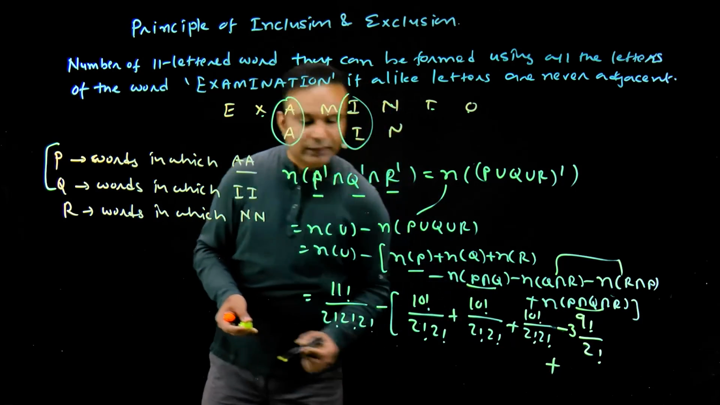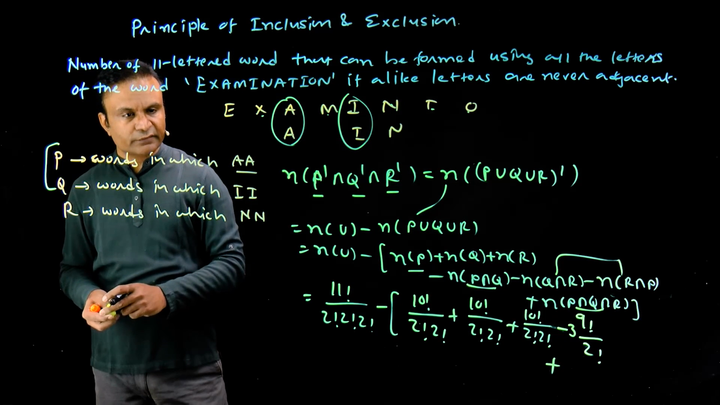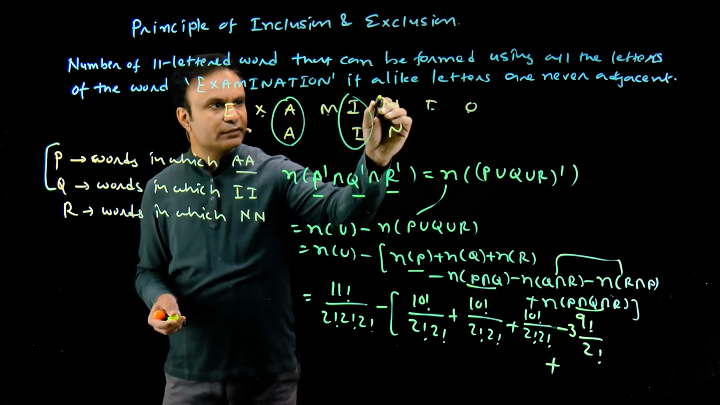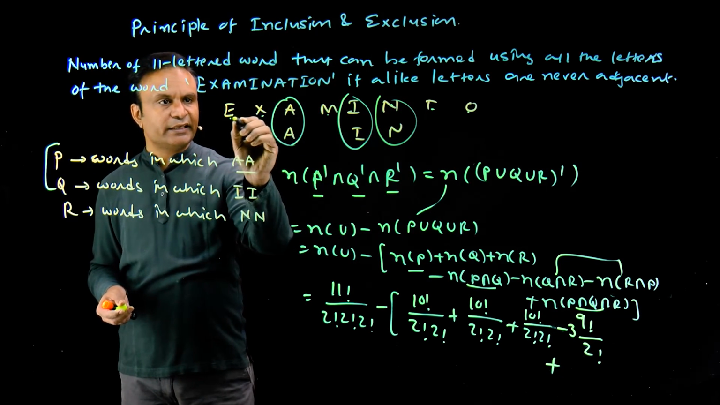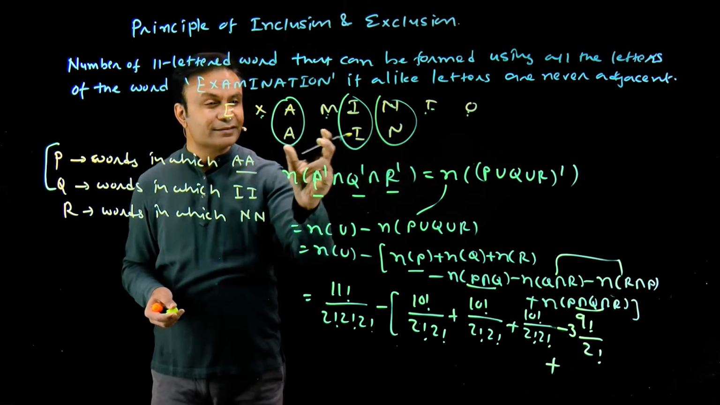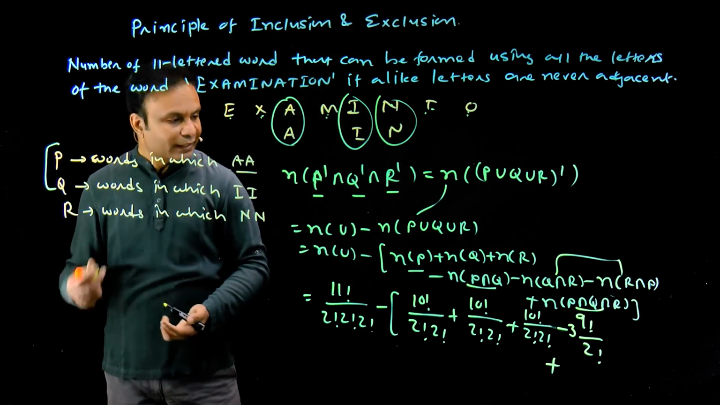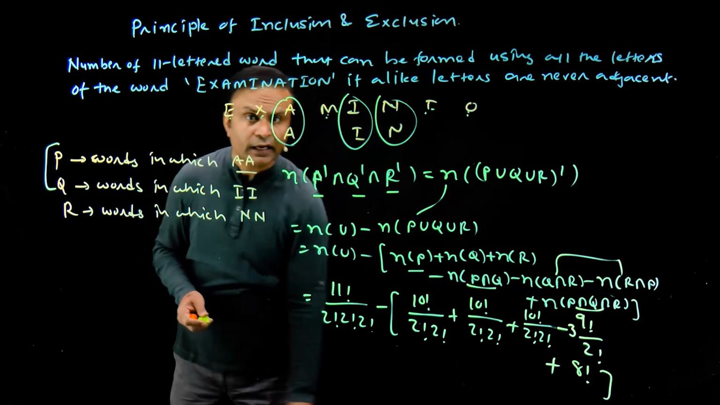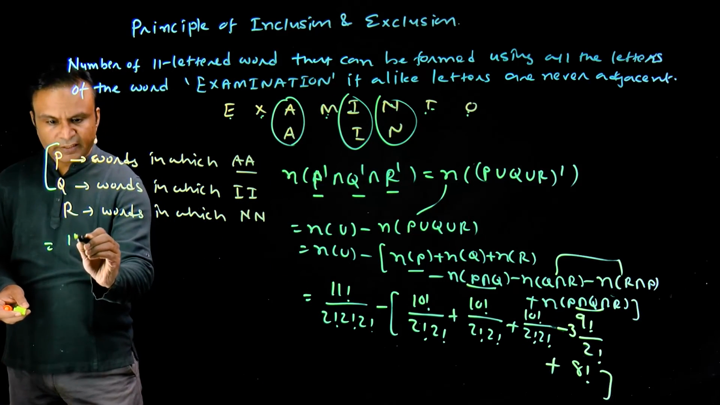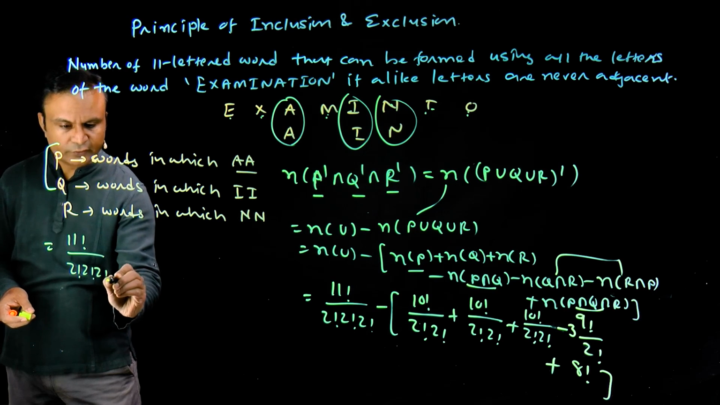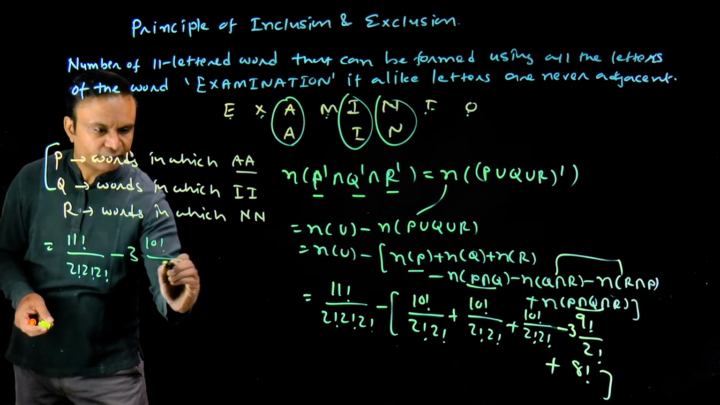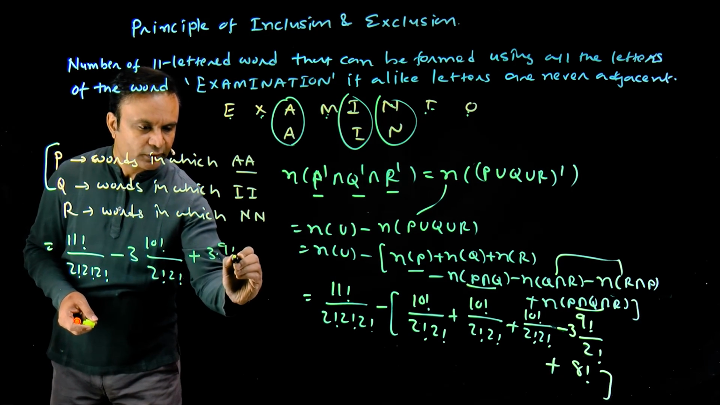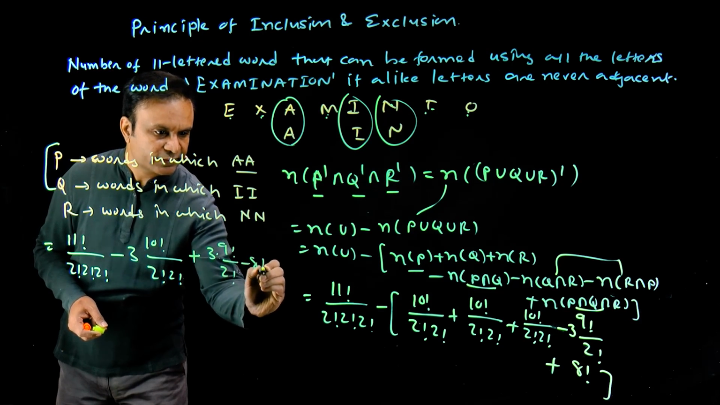Plus this. This means those words in which no two A's, no two I's and no two N's are occurring together. So we make these 3 groups. Now I have these letters E, X, M, T, O, 5 letters and 3 groups. That means total 8 objects. I can arrange these 8 objects in 8 factorial ways. So this is the answer. This is equal to 11 factorial upon 2 factorial, 2 factorial, 2 factorial minus 3 times 10 factorial upon 2 factorial, 2 factorial plus 3 times 9 factorial upon 2 factorial minus 8 factorial.